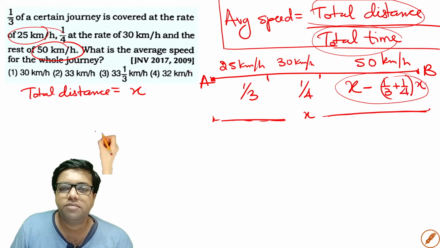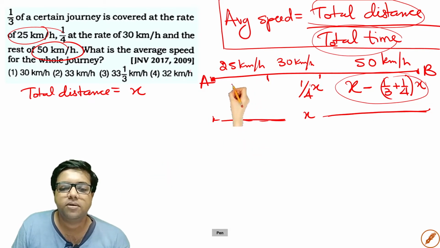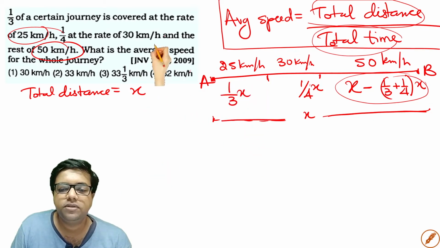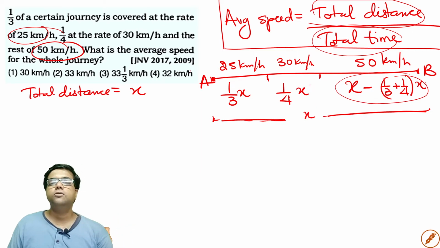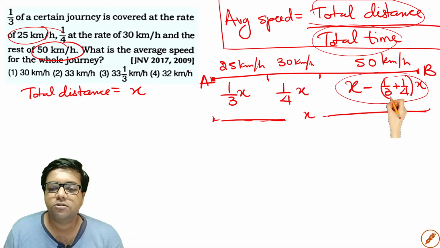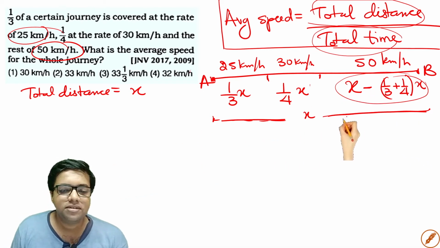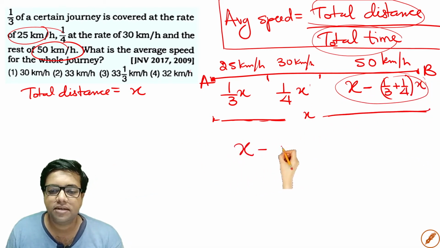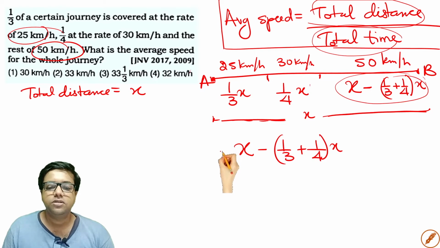So we can have a simplified form. This is 1 by 3 of the total distance x, and this is 1/4 of x, which means multiplied. And this is x minus (1 by 3 plus 1 by 4) of x. Let us solve this part: x minus (1 by 3 plus 1 by 4) of x. I have taken x common from each term. So what will I get?